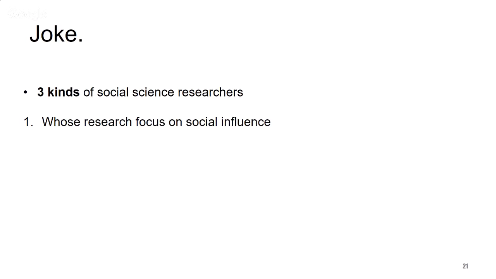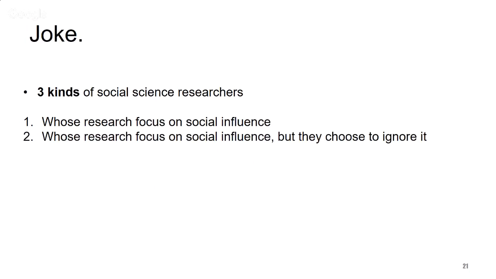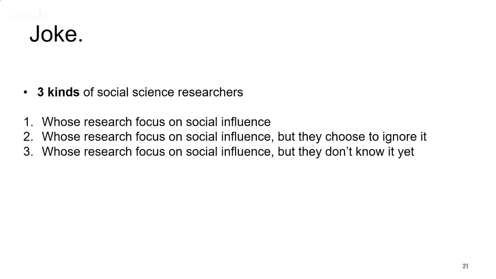So peer influence is so central in social science research that there's actually a sort of inside joke in the social influence community that there are really three kinds of social science researchers. The first, people whose research directly focuses on peer influence. The second, people whose research focuses on social influence, but they generally choose to ignore it. And the third are people whose research focuses on social influence, but they just don't know it yet.